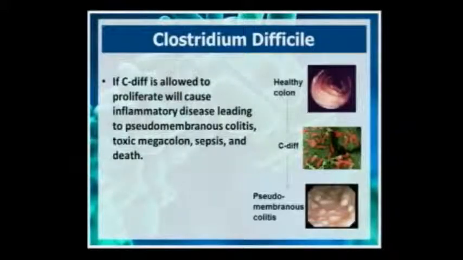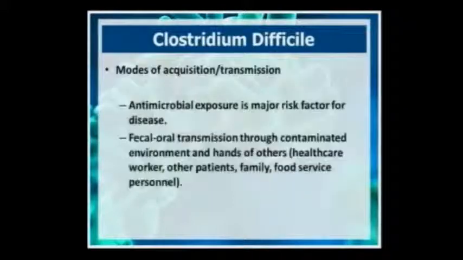What happens when folks get too many antibiotics is that it kills the normal flora in the gut, and then the C. diff takes over. It can take a healthy colon all the way down to a pseudomembranous colitis, which usually ends up with megacolon, sepsis, and death. So you can see in the first picture what a healthy colon looks like on an endoscope, and then what a pseudomembranous colitis looks like, which is usually a fatal disease. Modes of transmission: as I said, antibiotic exposure, especially inappropriate use of antibiotics, is one way that it can be acquired.